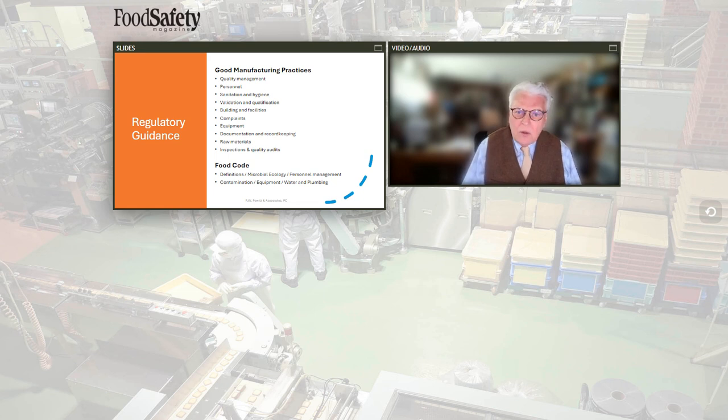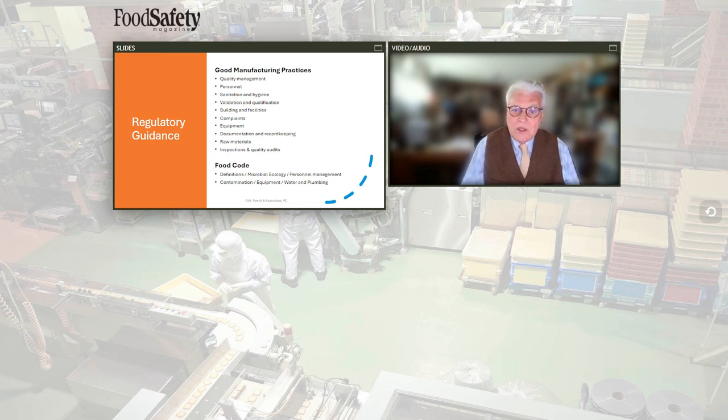What the Food Code gives us, beyond the good manufacturing practices, is the definitions that we're looking for. And this goes to policy and audit as well. It gives us microbial ecology, personnel management, more specific than the GMP. And it also looks at contamination, equipment, and water and plumbing. And I should have put on here ventilation, not to that degree.